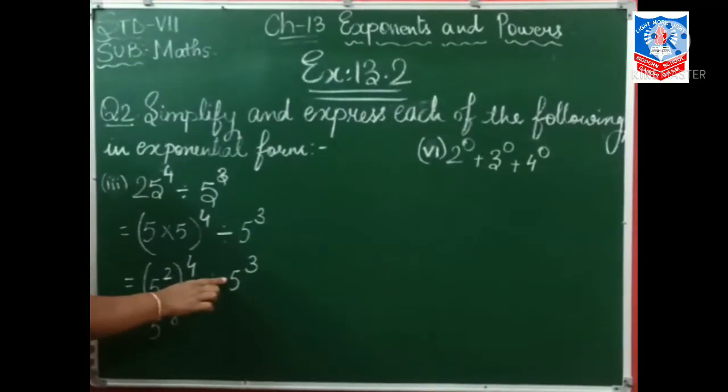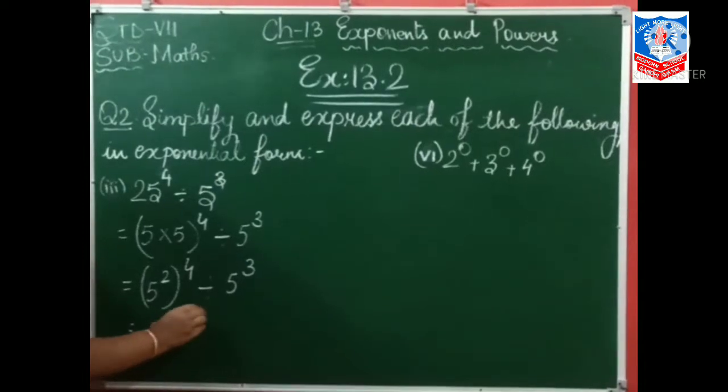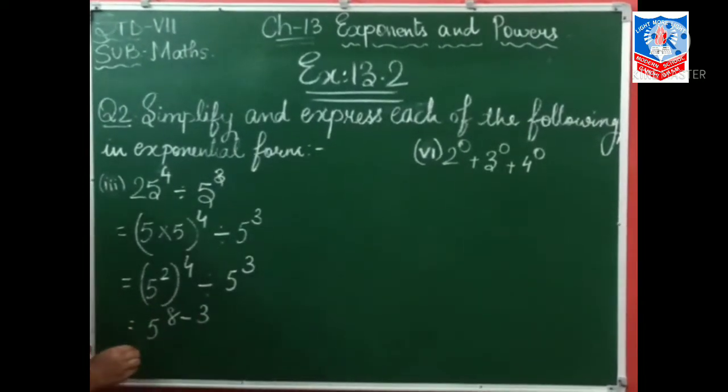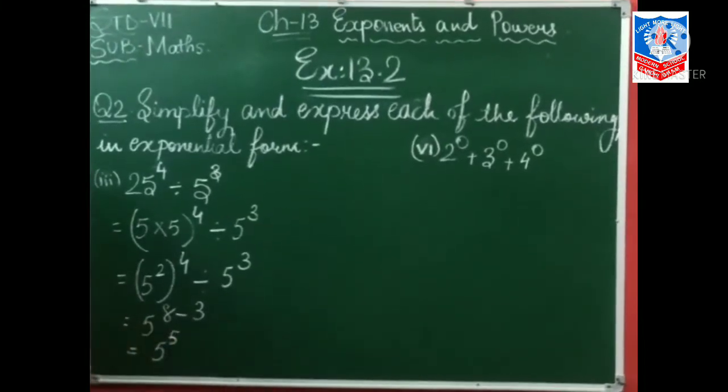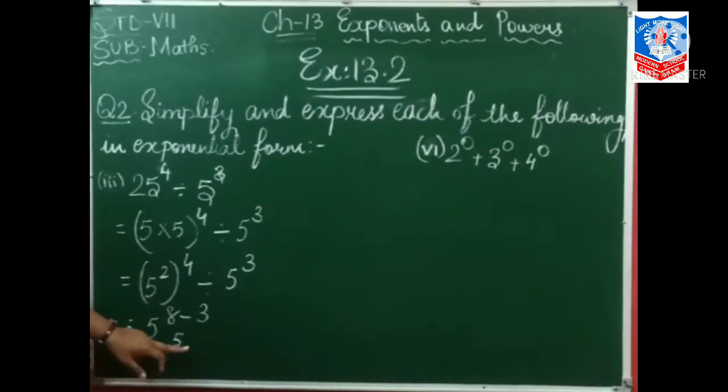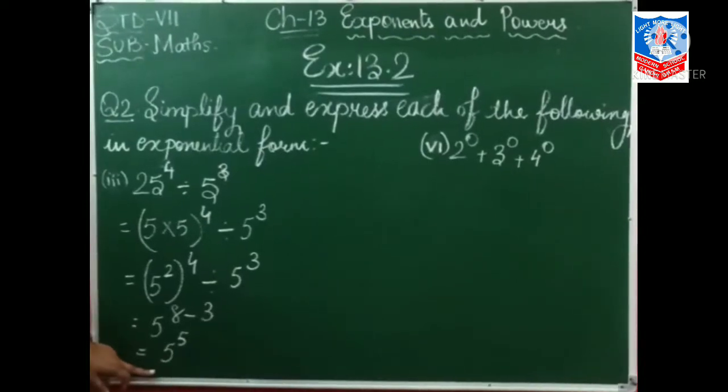Here it is divide, so it will become minus 3. So 5 raised to the power 8 minus 3 is 5. So 5 raised to the power 5 is your answer.